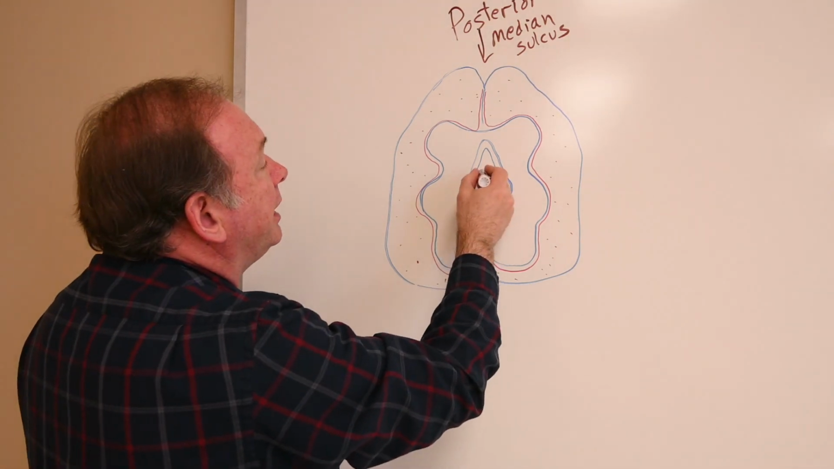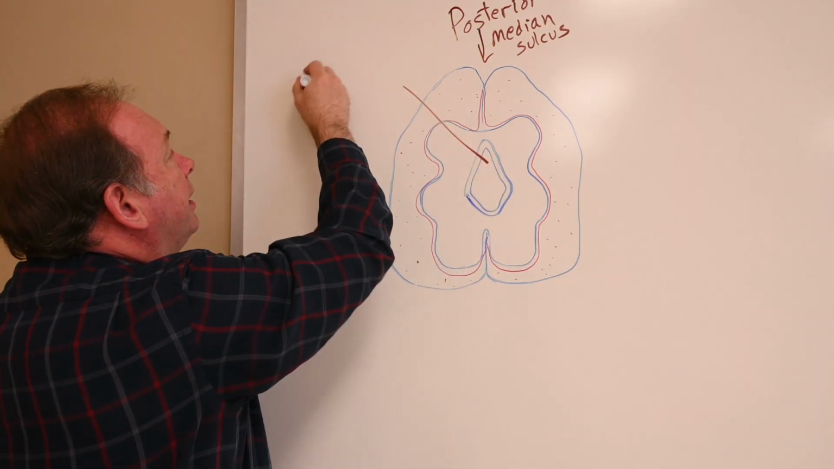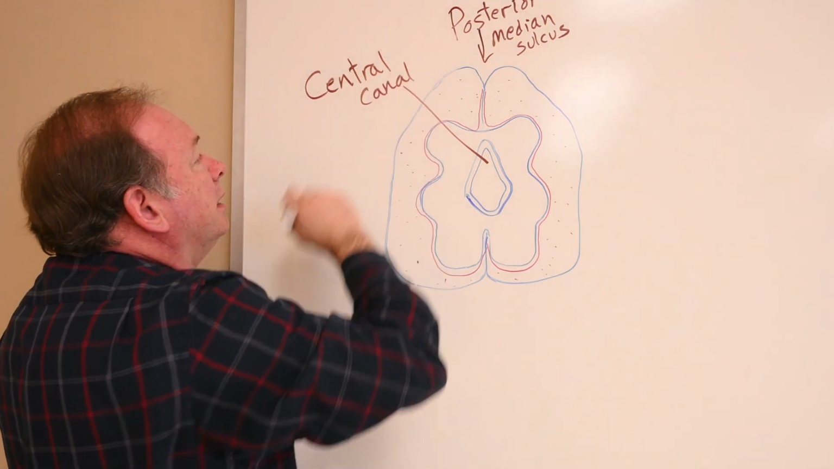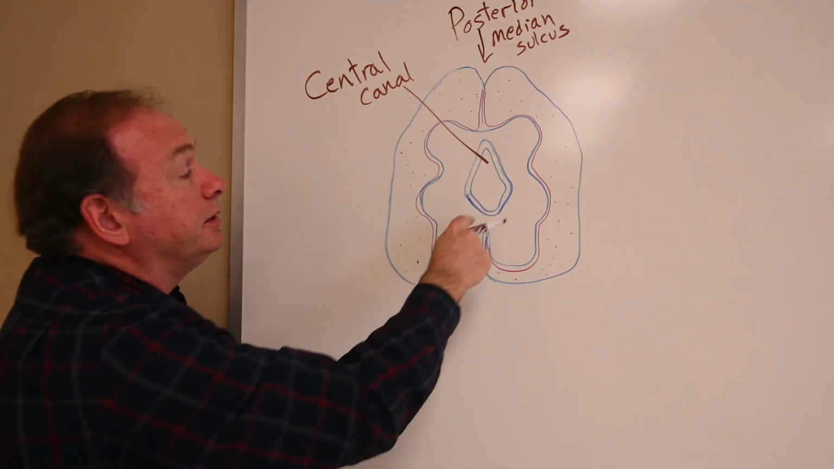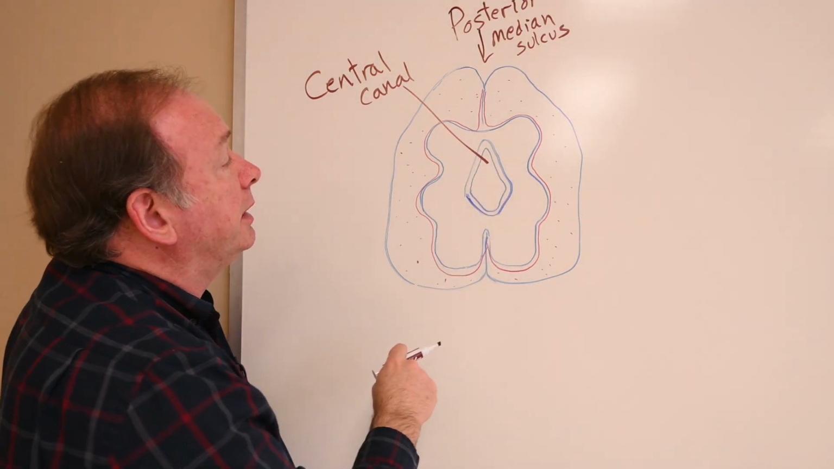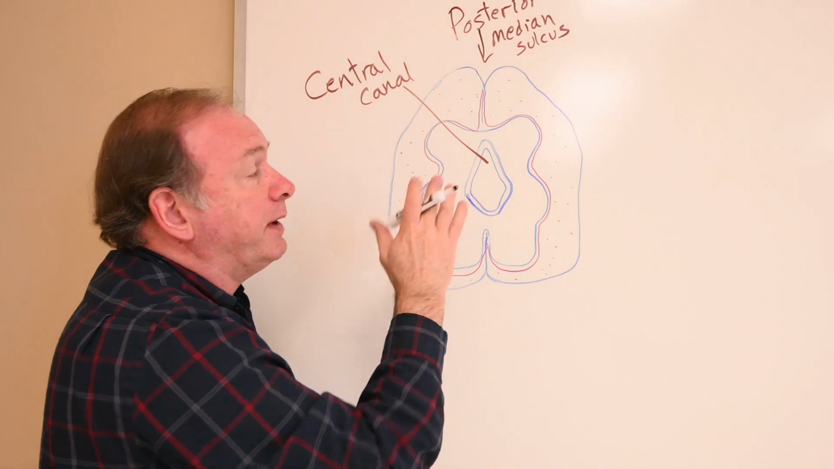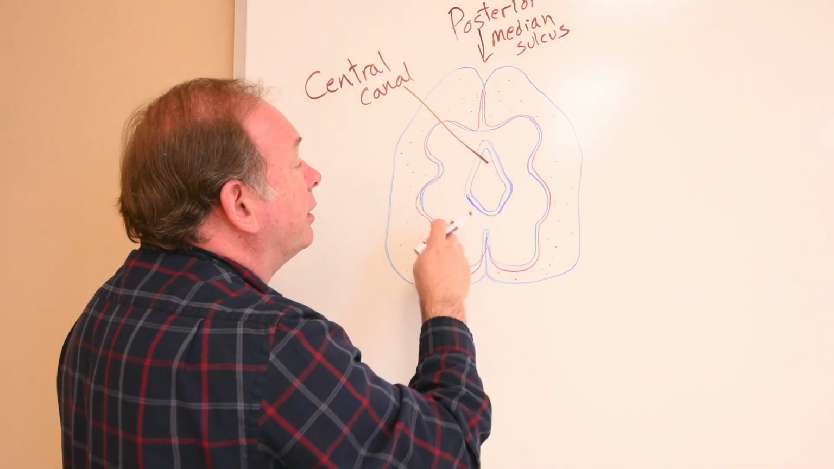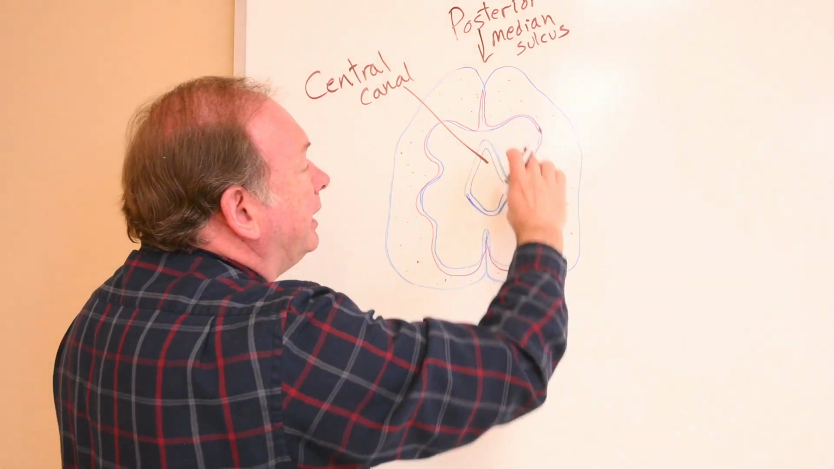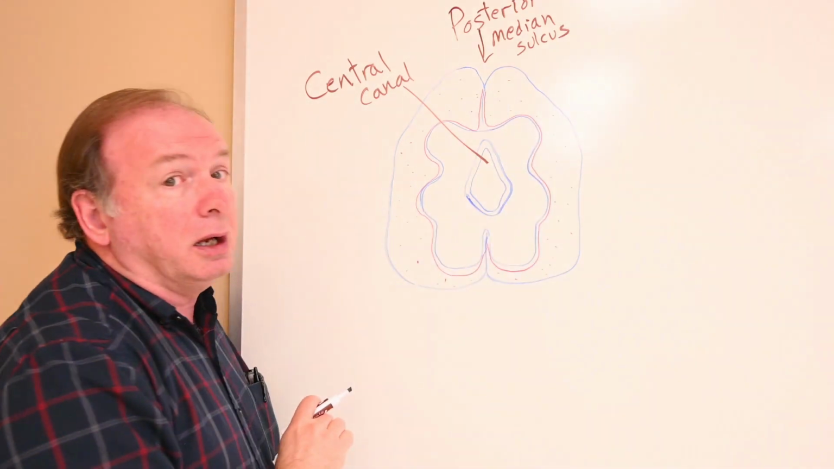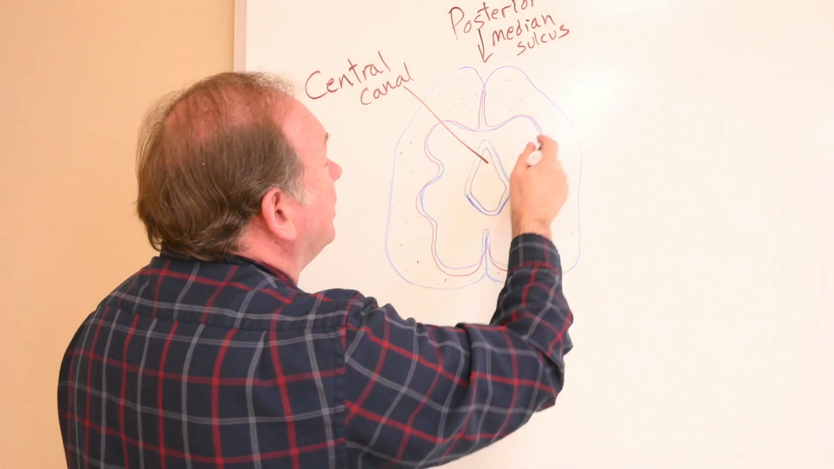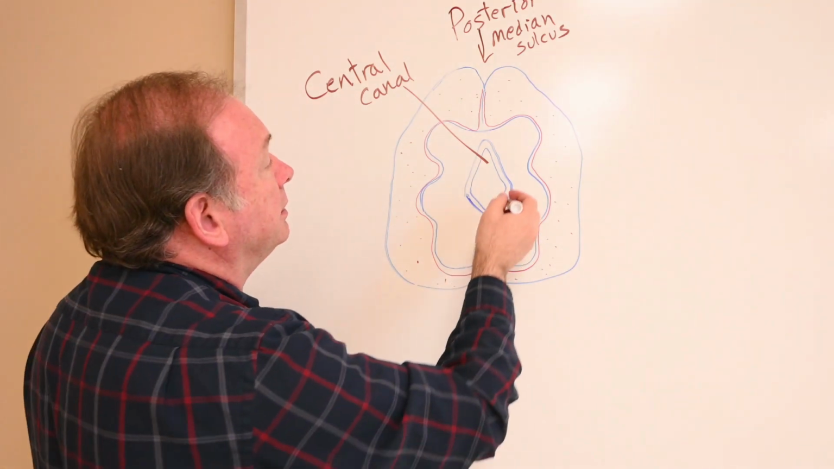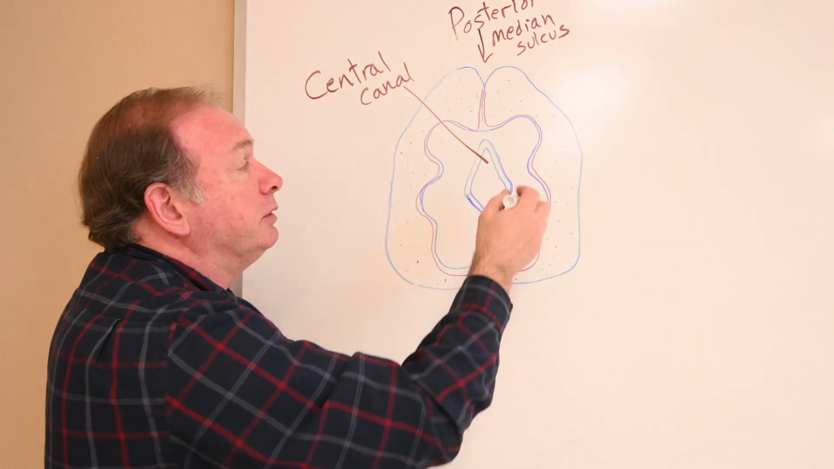This we're going to go ahead and start calling the central canal now. Right in there, and remember it's lined with ependymal cells all around. The white matter is just nerve fibers traveling up and down. You don't have neurons in there. Our neurons are located in our gray matter. We had what we called an alar plate and a basal plate of our gray matter developing there with all of its neurons and the supporting neuroglial cells in there as well.